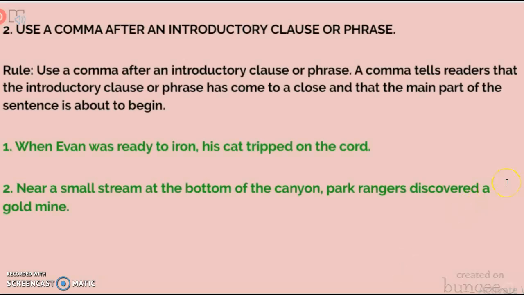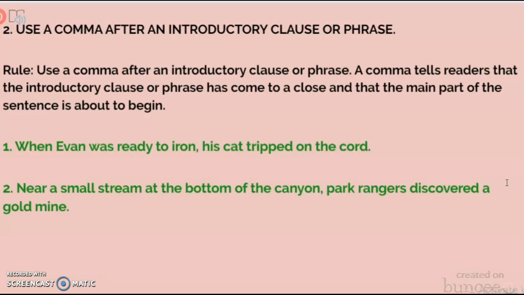The second way you use a comma is after an introductory clause or phrase. This is probably one of the biggest mistakes people make on their essays. So in example number 1, you have an introductory clause. When Evan was ready to iron, so what you're doing, you're introducing some action or introducing a statement that's going to come up. His cat tripped on a cord. Make sure you always use a comma in between those types of clauses.